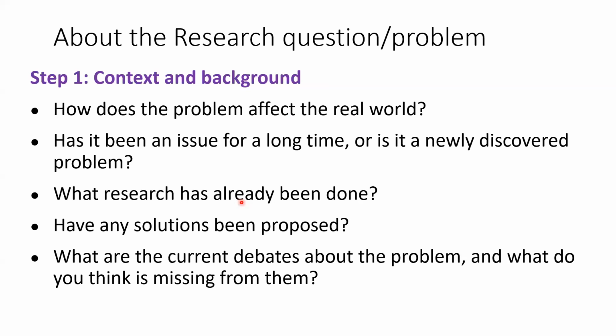So step one would be to define the context and background. You have to answer these questions. How does the problem affect the real world, right? This is the justification or the importance of the research. Has it been an issue for a long time, or is it a newly disclosed problem? This is the originality of what you are doing. Together with the justification, you find an originality, and it gives the basis for conducting your research.